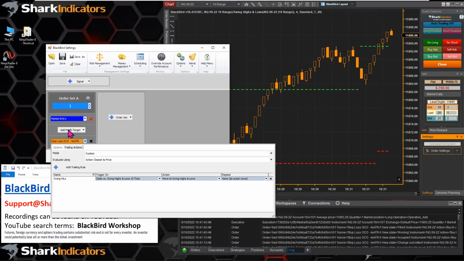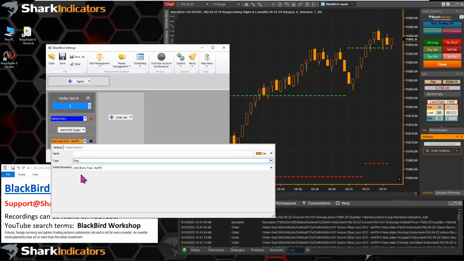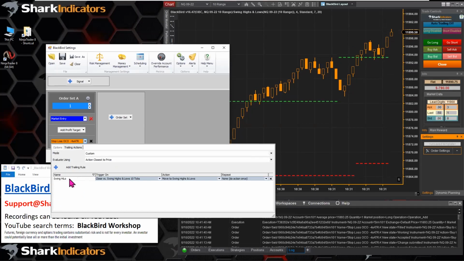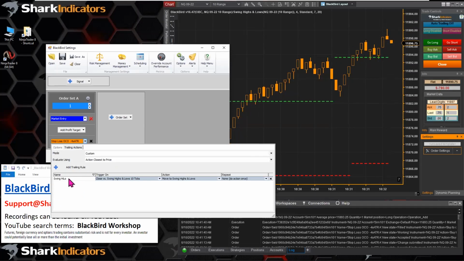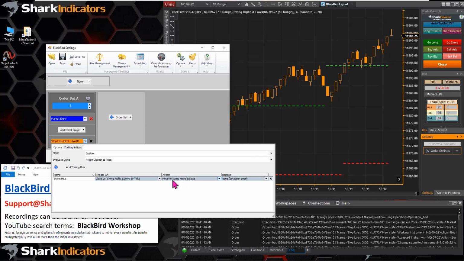or your profit target, or even your entry price. So again, just to summarize here, you have to pick 1 price point for your initial placement. And then you can use the trailing actions and create a trailing rule that will look at the other price point, and then BlackBird will decide, if the secondary price point is closer, then it'll move your stop loss to that closer point.